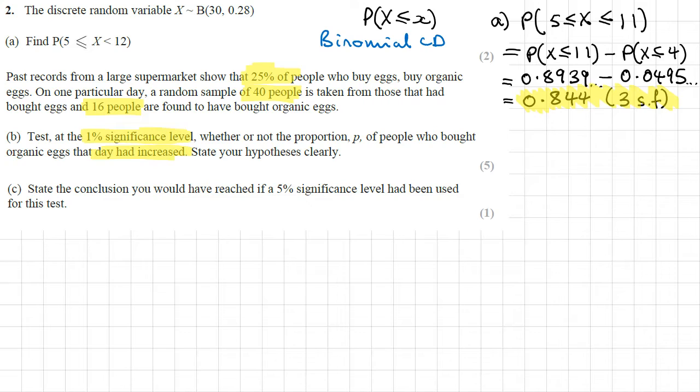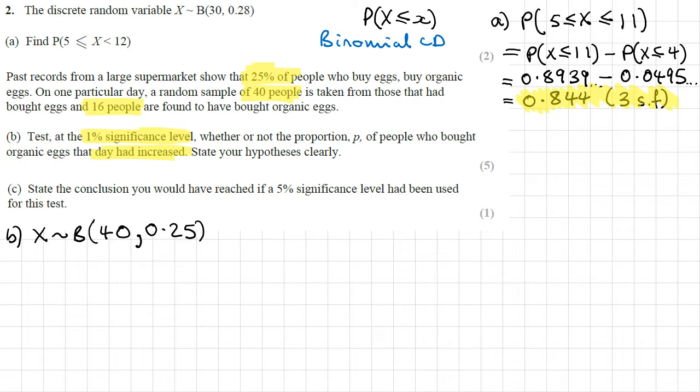State your hypothesis clearly. So when you state your hypothesis clearly, you need to write down everything that you would do at a normal hypothesis test. So the first thing that you need to write down is what your model is. So is it binomial? Is it something else? Well, it's a binomial model because there is a sample, there's a probability of success or failure, and my sample size is 40, and my probability that it's going to be organic success is 25%, so 0.25. So always write down your model. That will be worth a mark.